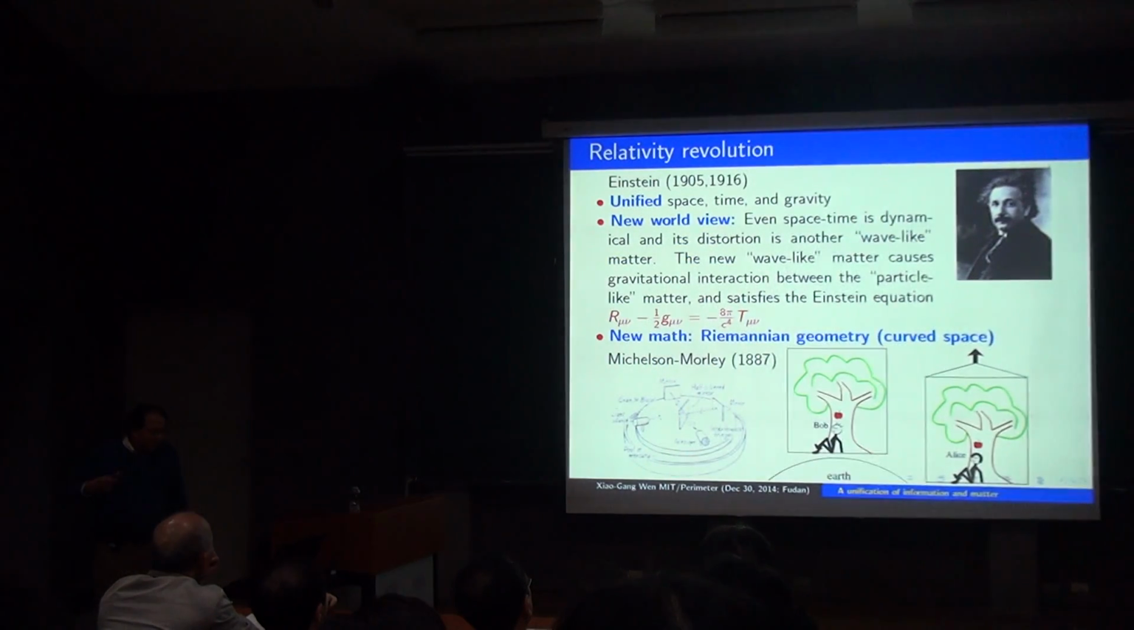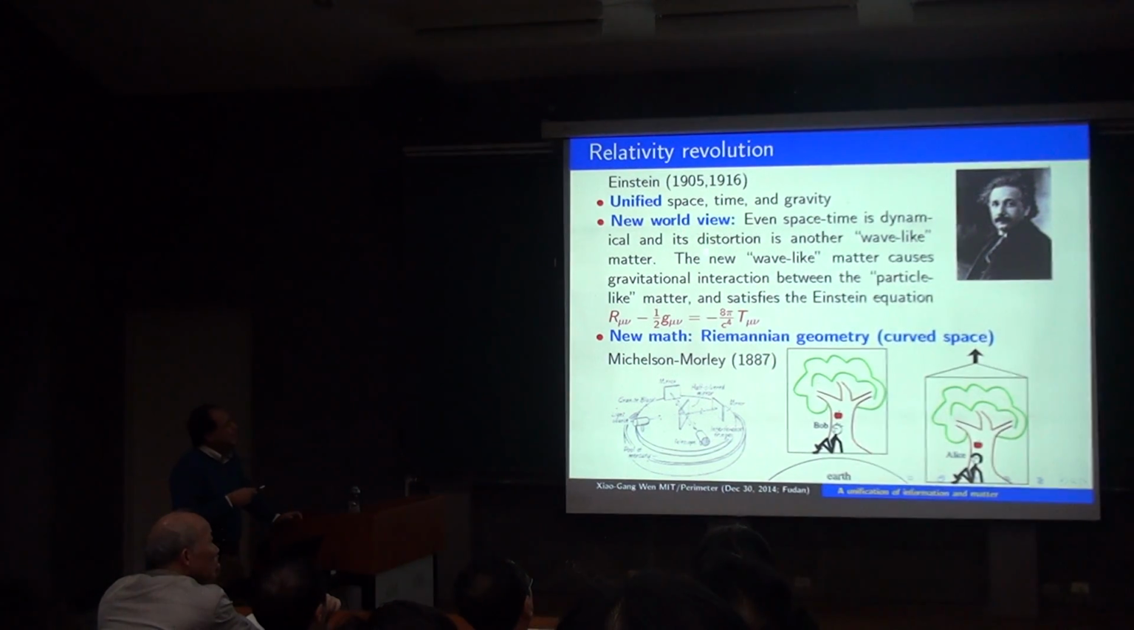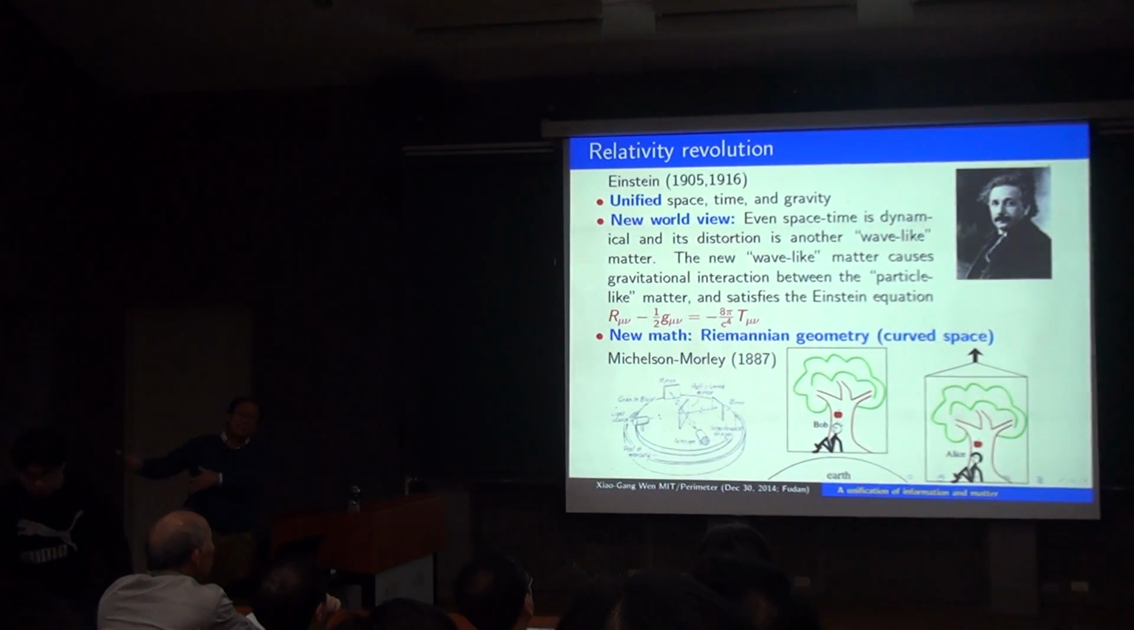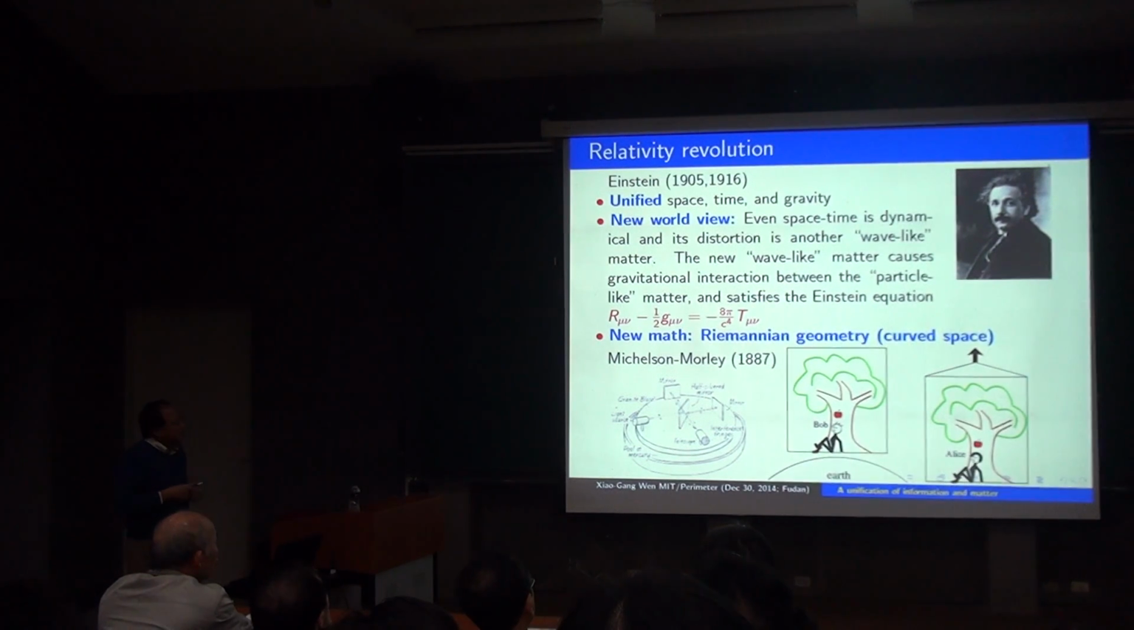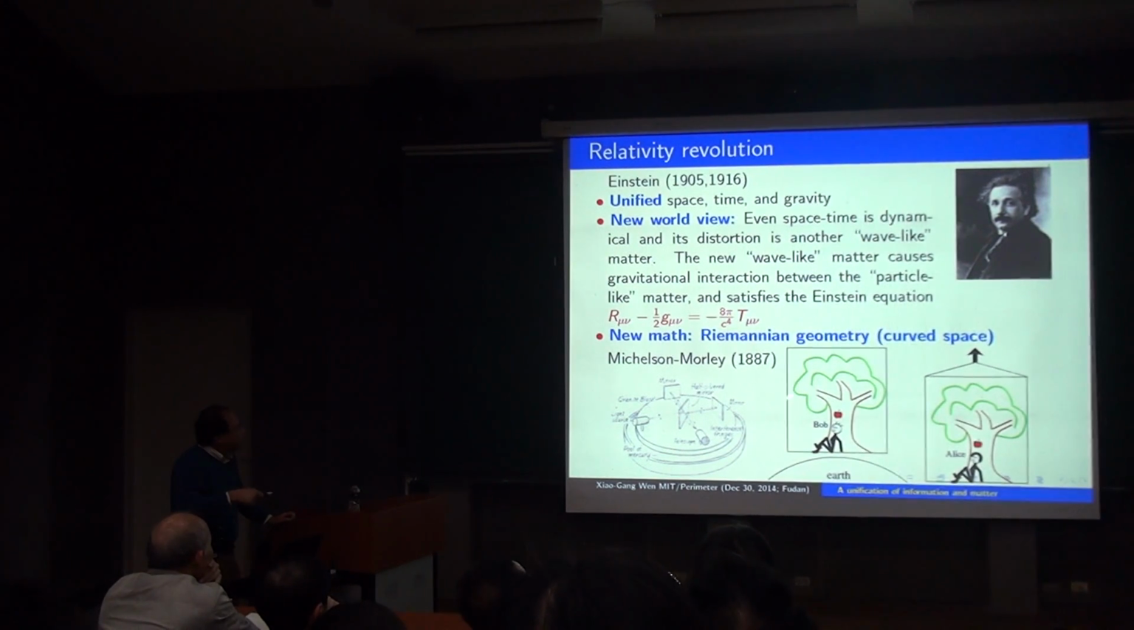And then the third revolution, I would say, is the relativity revolution. Again, the unification is quite amazing. Space, time, and gravity are unified. Gravity is the interaction, and space-time is the stage where everything moves around. But somehow this is unified. And the principle behind this unification is also pretty simple.